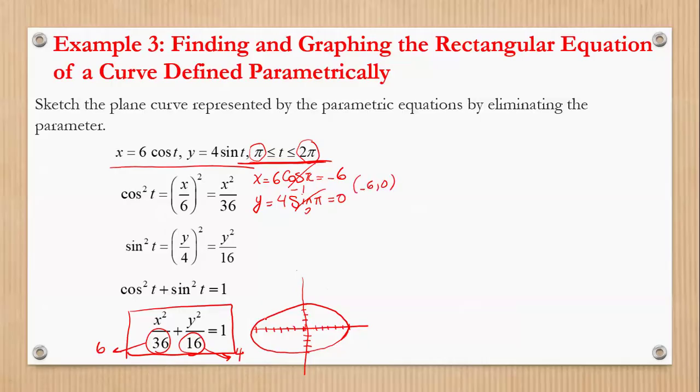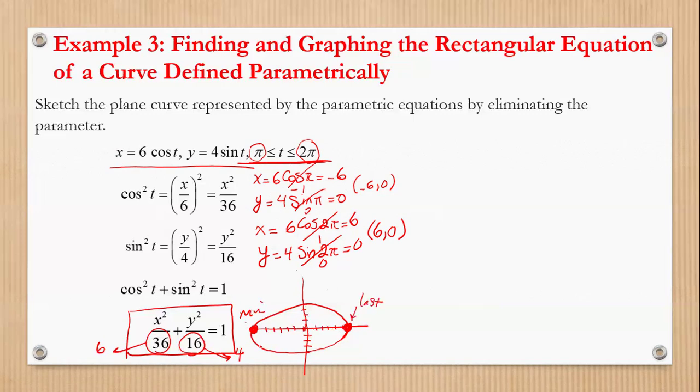Which means that I will have this point. That's my first point. If I replace 2 pi, I get x equal to 6 cosine of 2 pi. Cosine of 2 pi is 1. 6 times 1 is 6. Y is equal to 4 sine of 2 pi. Sine of 2 pi is 0. So the answer is 0. So the point is (6, 0), which is this point. That's the minimum point, the starting point, and that's the last point.